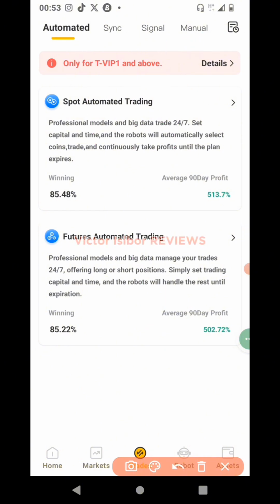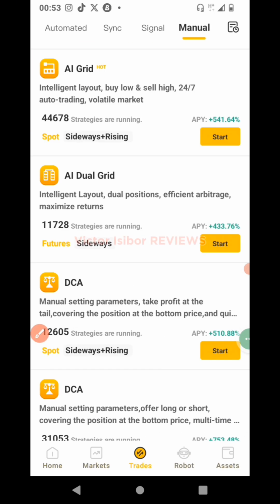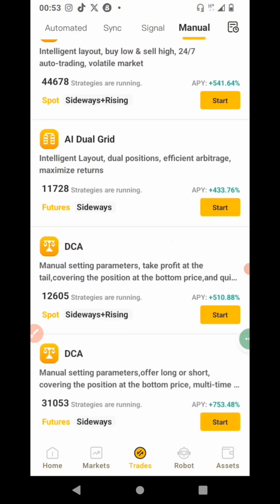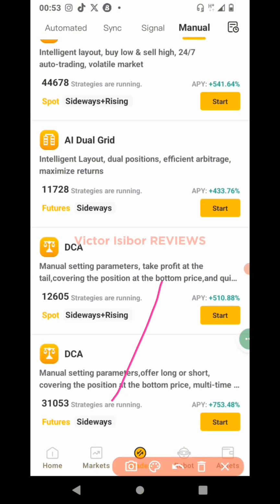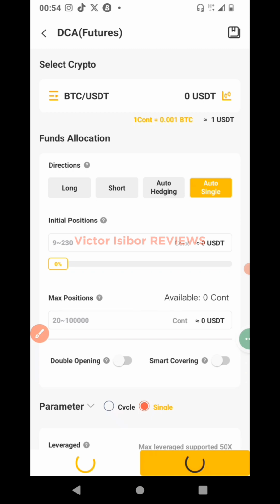So we will click on manual, because I want to teach you a manual setup. Then you scroll all the way down till you can't scroll anymore. That is where you have the futures, the DCA futures sideways. So you click on start at the DCA futures sideways. Click on start.